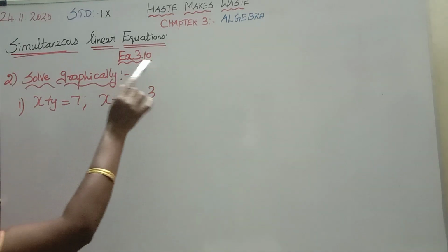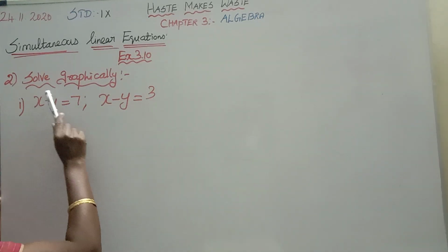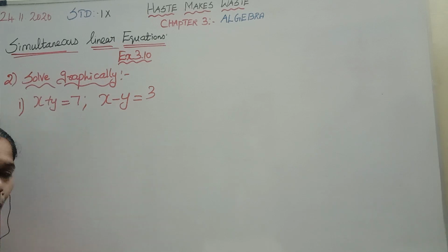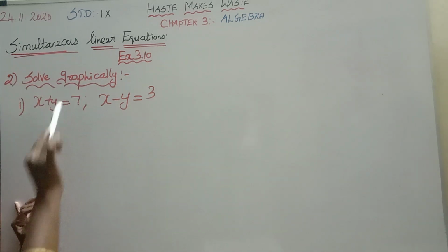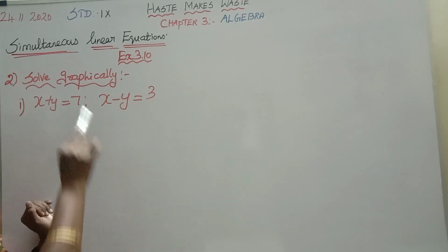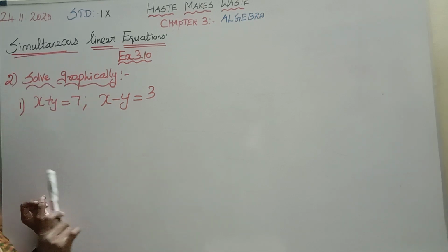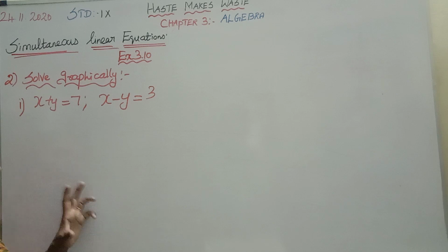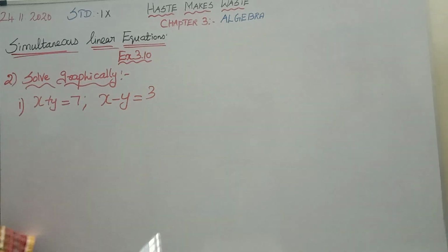Okay, exercise 3.10, second Roman, solve graphically. In the first Roman they only gave draw the graph, because that is the graph of a linear equation. Here they have given solve graphically. So what does it mean? In the graph we have to make straight lines and find the solution. That is the meaning. Solve means we have to find the values of x and y. We have to find the values of x and y in the graphical method only.